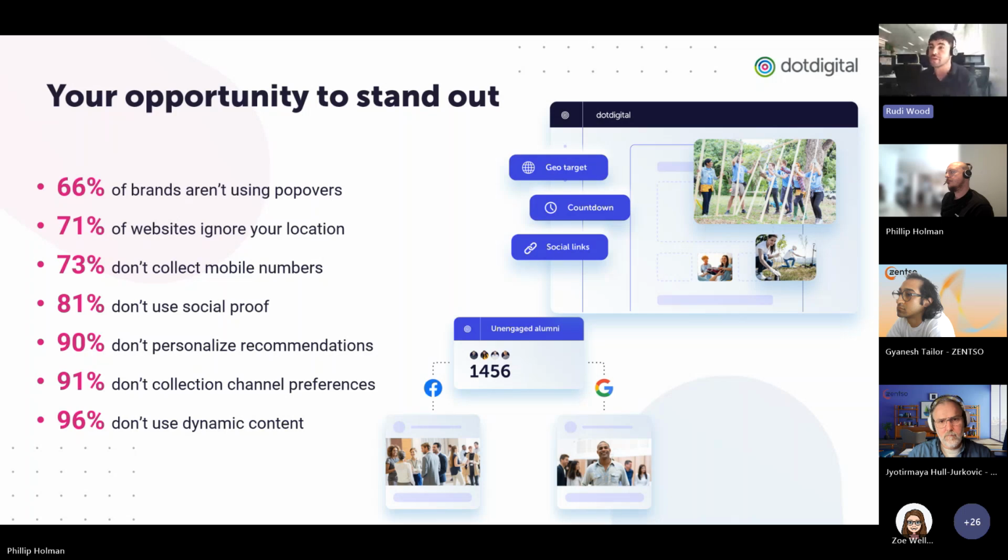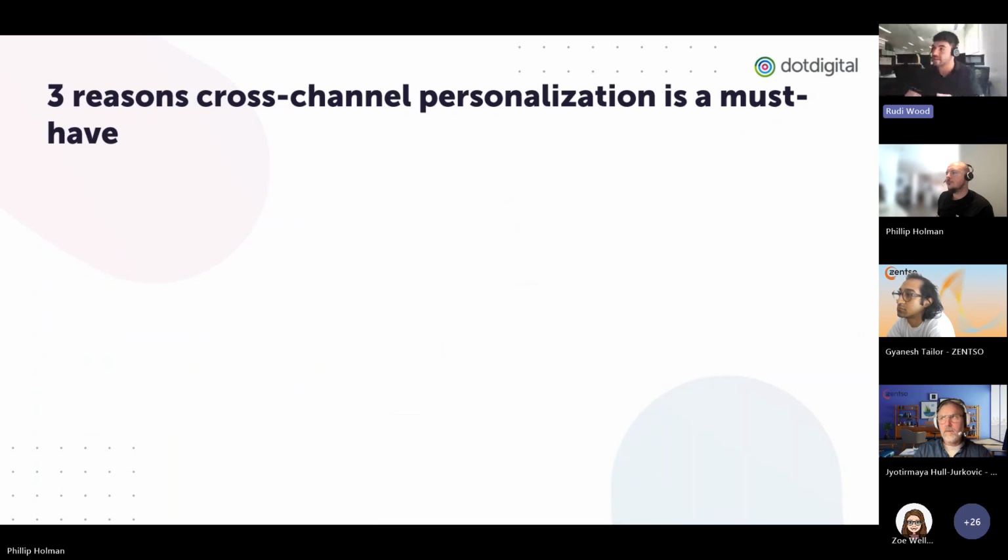A huge one, 73% don't actually collect mobile numbers, so not allowing you to personalize across SMS or WhatsApp. And another one is 90% of businesses don't actually use personalized recommendations either. So a lot of people think of this as being a product, but it could be an event recommendation, it could be an article recommendation as well. So just making sure that your audience is constantly getting the most relevant and personalized content for them.